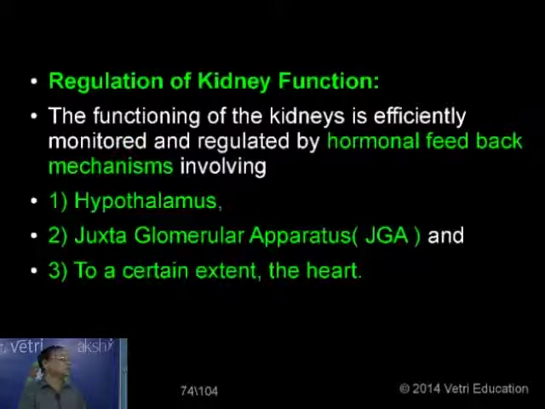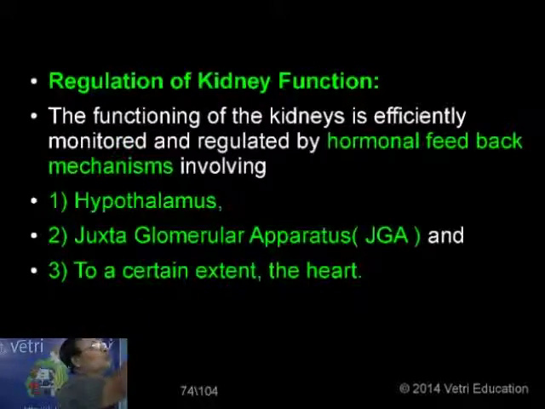So three important structures are responsible for the hormonal feedback mechanism of controlling, regulating and monitoring the functions of the kidney. One is the hypothalamus of the brain. The second one, the JGA, that is the juxtaglomerular apparatus of the kidney. And the third one, to some extent, we have the heart itself.